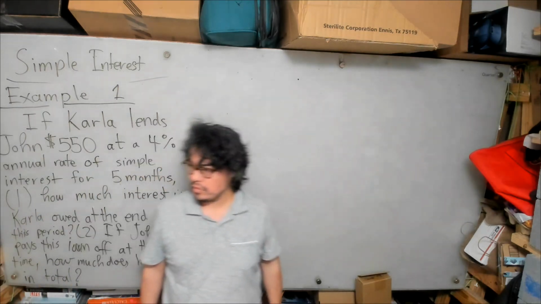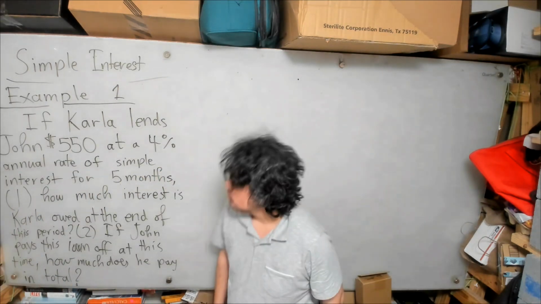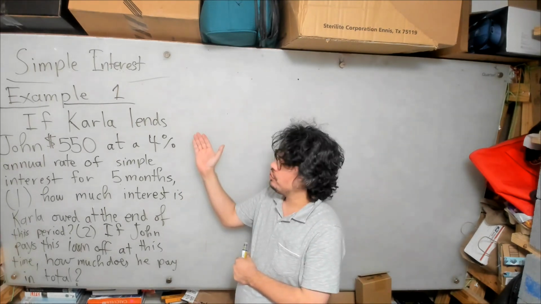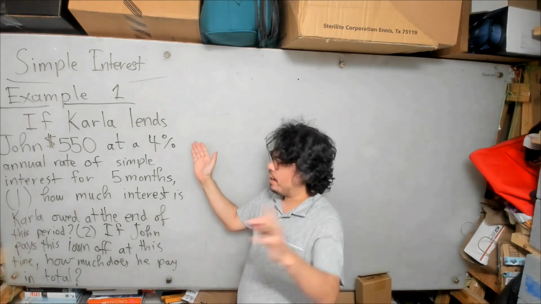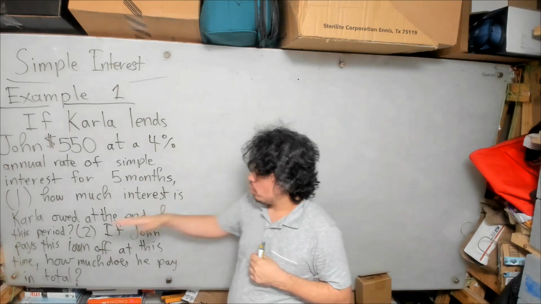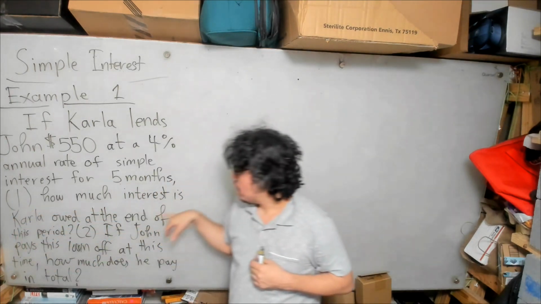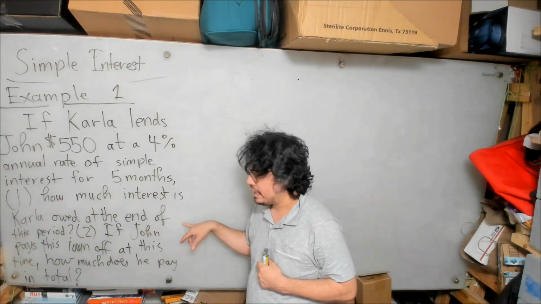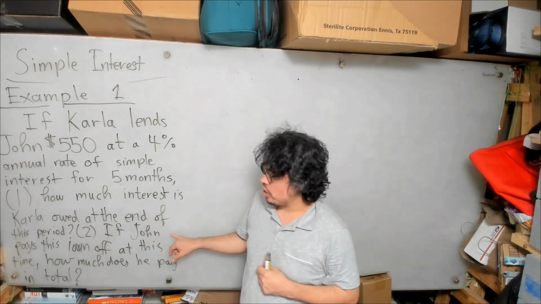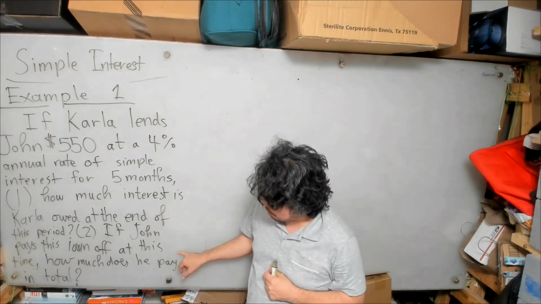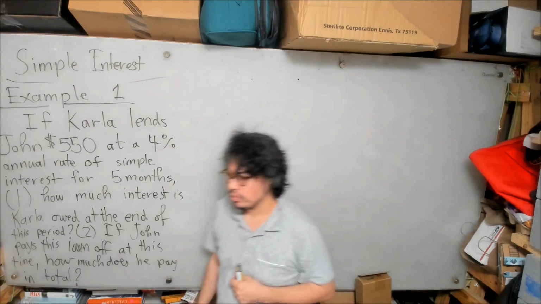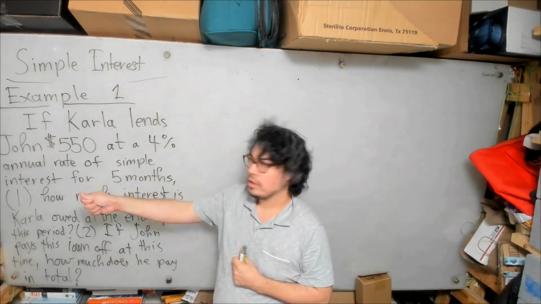Hello. So now we're going to do this problem. Okay, let's read it together. If Karla lends John $550 at 4% annual rate of simple interest for 5 months, 1. How much interest is Karla owed at the end of this period? And 2. If John pays this loan off at this time, how much does he pay in total? Right? How much does he give to Karla?